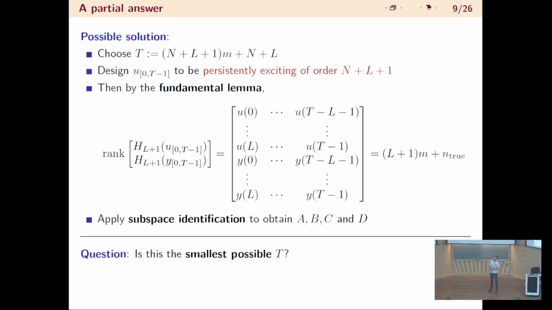Well, this would not be a very interesting lecture if it turned out that this was the smallest possible number of samples. So indeed, it turns out that the answer to this question is no. So this is not the smallest possible number of samples.